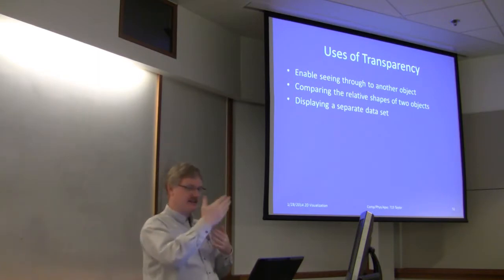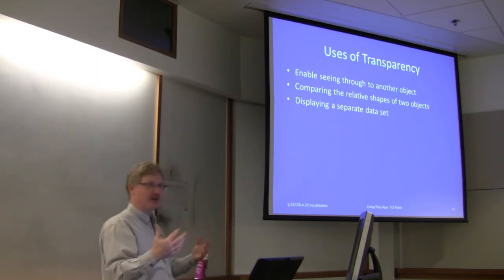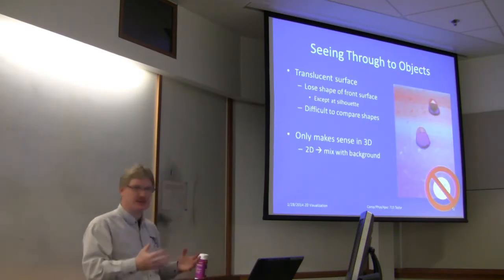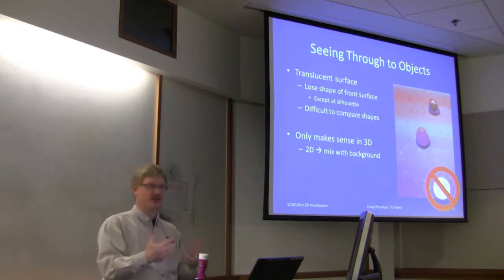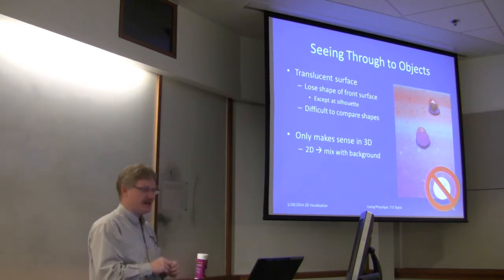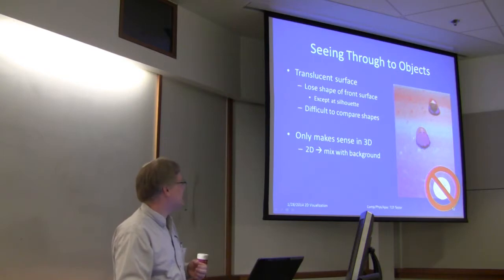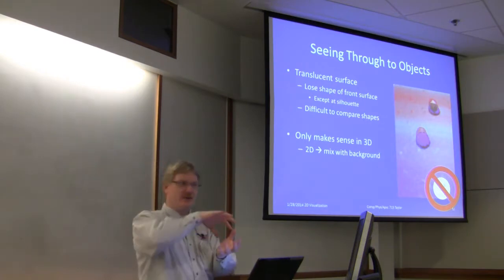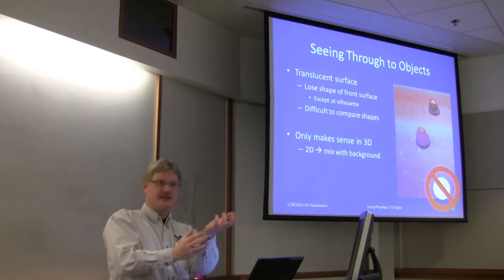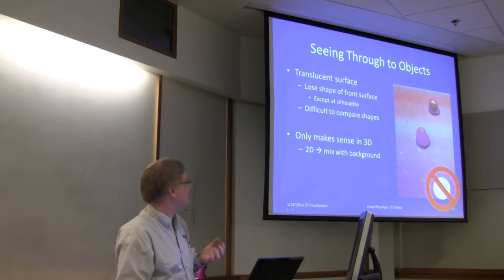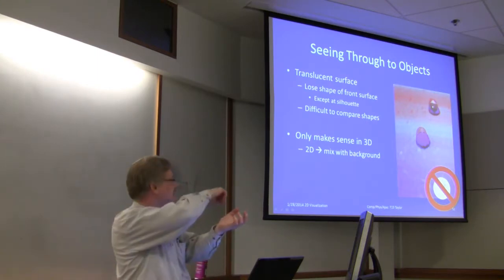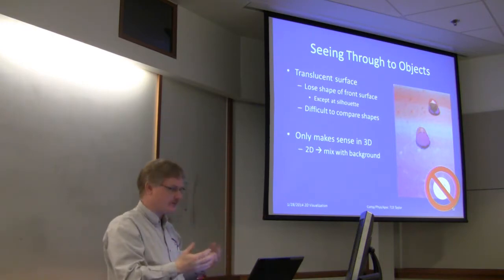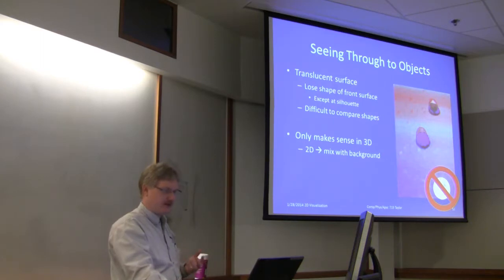So you can try to say, okay, let's see through another object, try to compare relative shape of two objects, or display a separate data set. And so translucent surface, of course, this only makes sense in 3D. In 2D, this is just color mixing, right? But basically what happens is if you take this adenovirus that theoretically is shaped like an icosahedron, and you want to say, okay, how much deformation was the AFM scan doing compared to this icosahedron? And you draw the icosahedron in there, and then you draw the texture around. Well, again, the silhouettes, you can see what's going on, but anywhere else, you can't tell what's happening with the texture. So you basically lose the understanding of the shape.